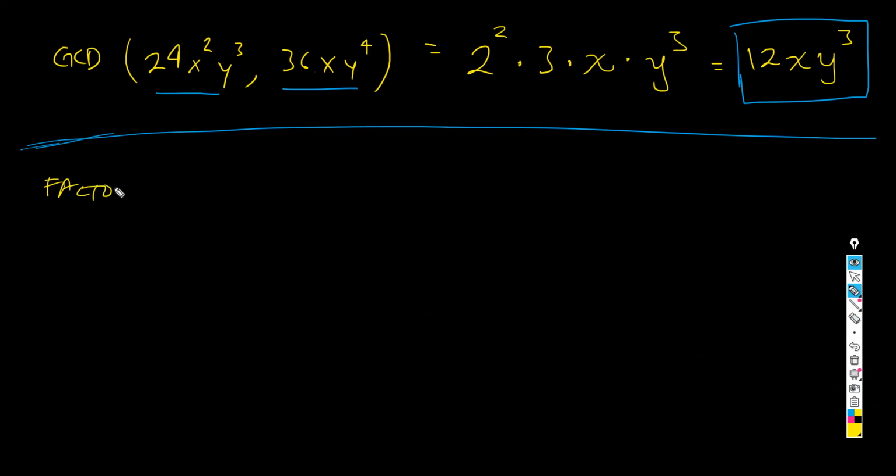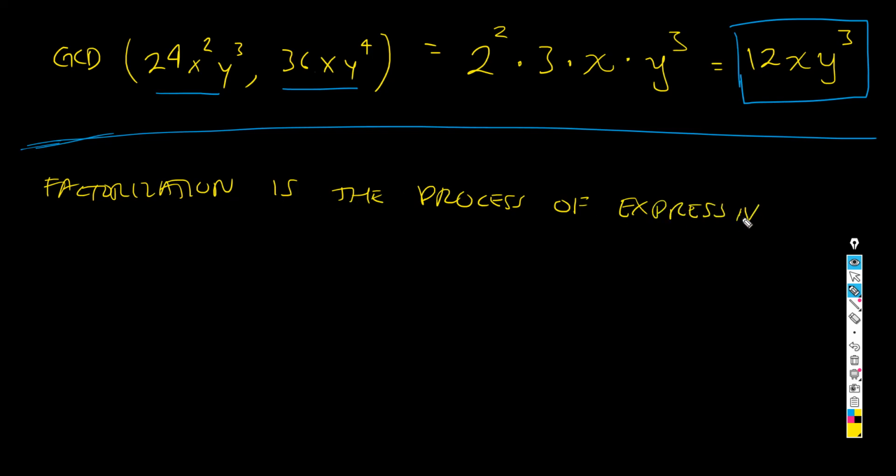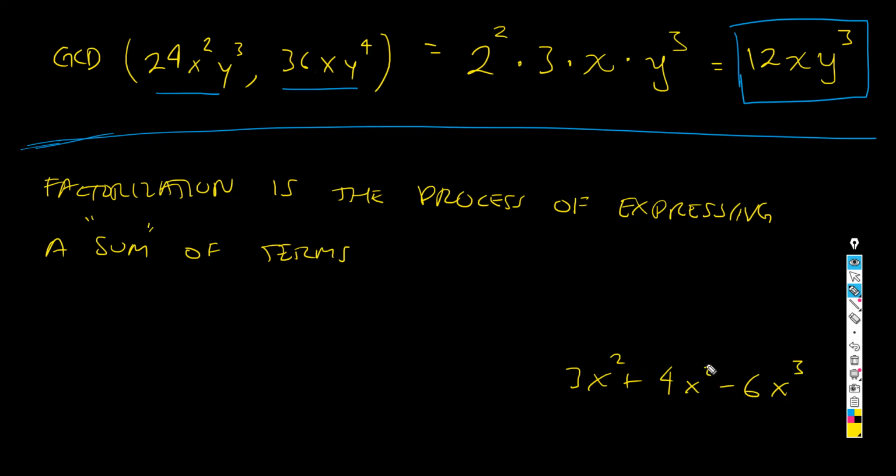Factorization is the process of expressing a sum of terms. And when I say sum, I mean algebraic sum. Like you may have, for example, 3x plus 4x squared minus 6x to the cube. Okay, and this is classified as a sum, all of this, because it's an algebraic sum.